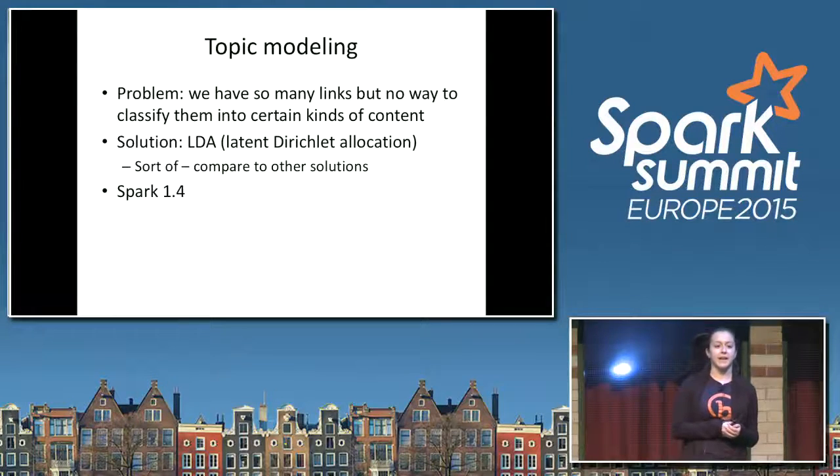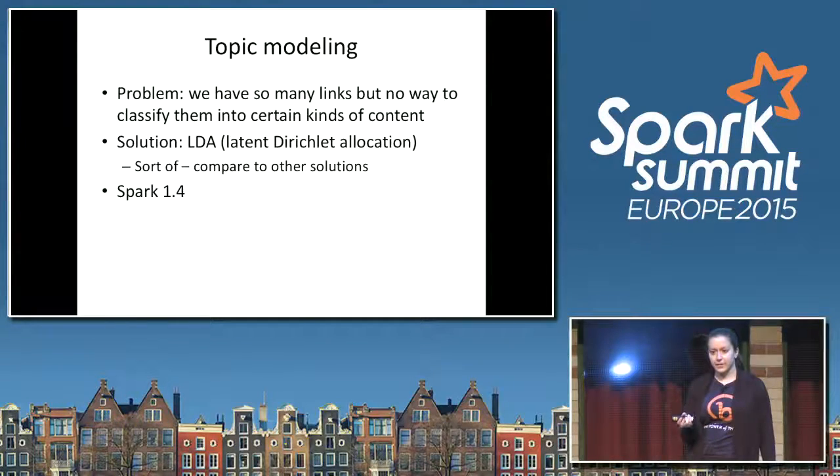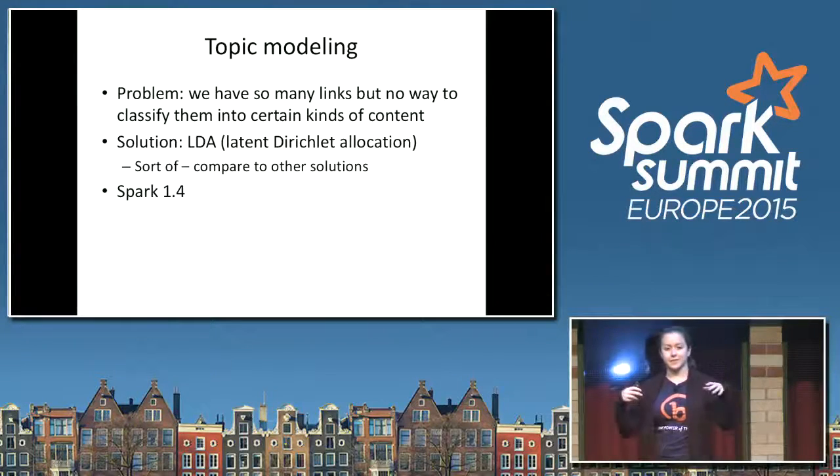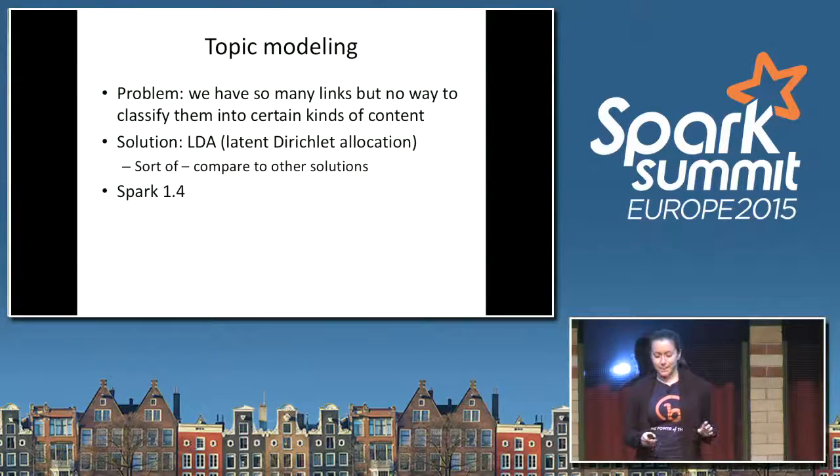Okay, so another problem we still have is that we have lots of links, New York Times links, BuzzFeed links, sports links, business links, and so on, but we currently don't have a way to classify them as particular kinds of content. We can't say this is a sports link, this is a business link, this is a technology link. So I was looking into several solutions for this, one of them being LDA, latent Dirichlet allocation. I also looked into some third-party stuff, and we've actually decided to go the third-party route, so spoilers. But this is a very interesting problem to approach using Spark.